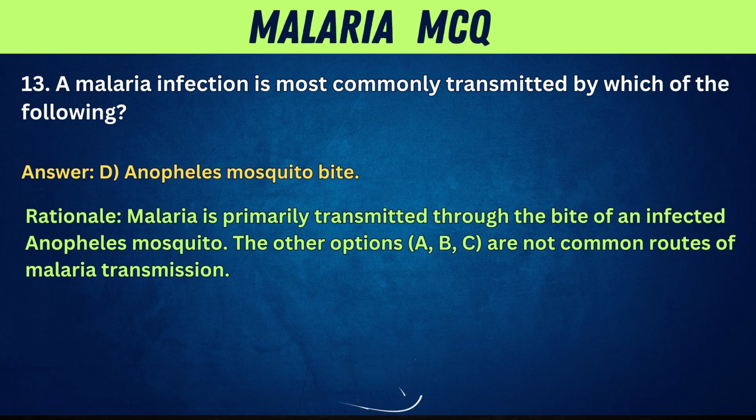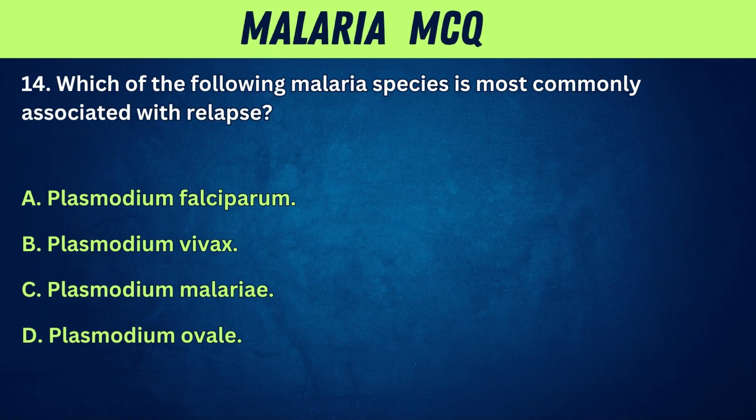Anopheles mosquito bite. Rationale: malaria is primarily transmitted through the bite of an infected Anopheles mosquito. The other options, A, B, C, are not common routes of malaria transmission. 14. Which of the following malaria species is most commonly associated with relapse? A. Plasmodium falciparum. B. Plasmodium vivax. C. Plasmodium malariae. D. Plasmodium ovale.